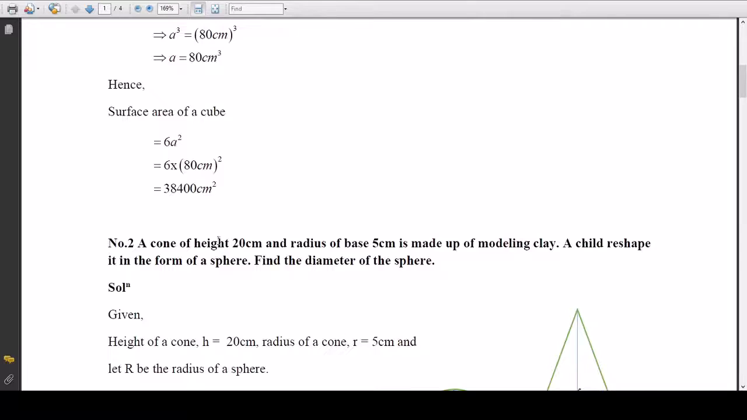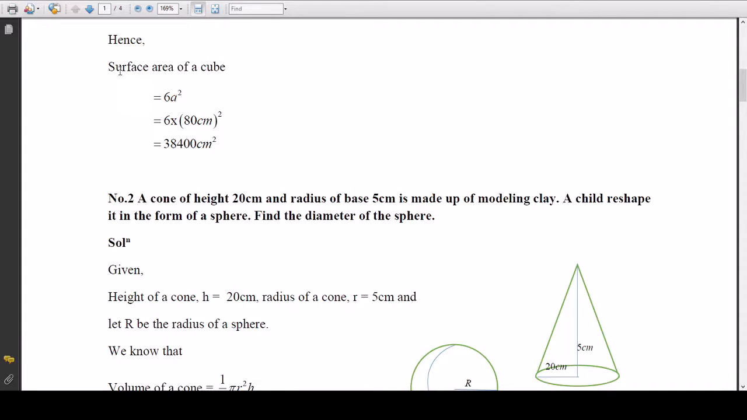Okay, now if a is 80 centimeter, the surface area of a cube, which has 6 faces, means 6a square. 6 multiply 80 centimeter square. 8 square is 64, that means 80 square will be 6400. Multiply with 6, you will get 38400 centimeter square. Area is in square units. Okay, this will be the surface area of the cube.